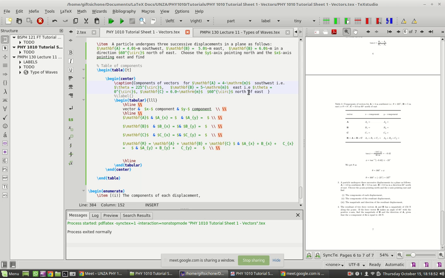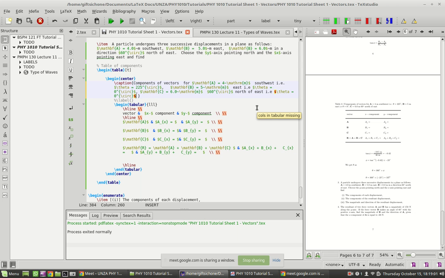The other one, 60 degrees north of east. How much is theta for 60 degrees north of east? You go east, then you go north. You make an angle of 60 degrees. What angle is that? It will be 60.